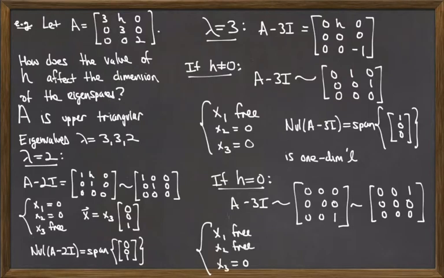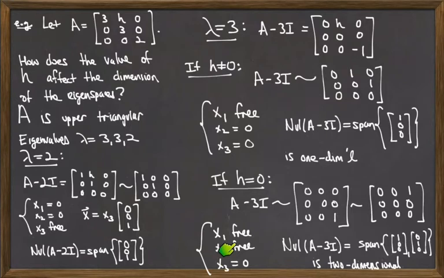Wow, look at what happens now. I actually have two free variables because of that missing pivot from h being 0. I have x1 free, x2 free, and x3 must be equal to 0. So the null space is the span of the two vectors determined by the free variables, (1, 0, 0) and (0, 1, 0). In fact, the null space is now two-dimensional.